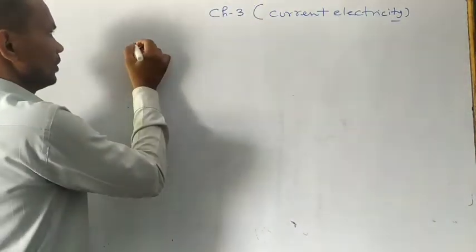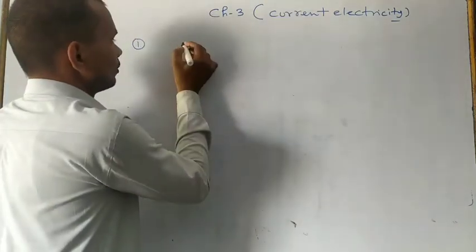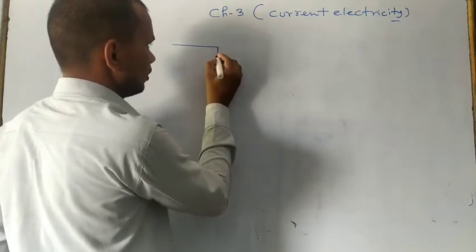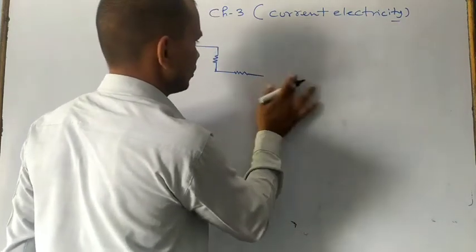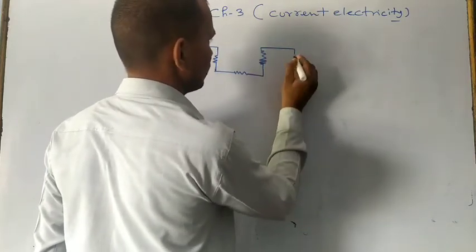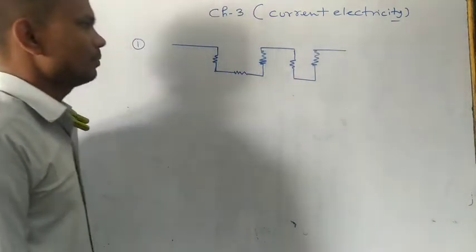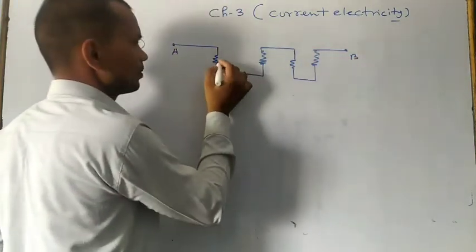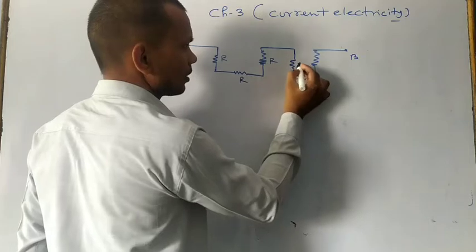Now this is the first problem, related to your NCERT book. Suppose one circuit is given, and in that the resistances are connected like this. Here this is point A, and here this is point B, and the value of each resistance is R ohm: this is R, this is R, this is R, and this is R.